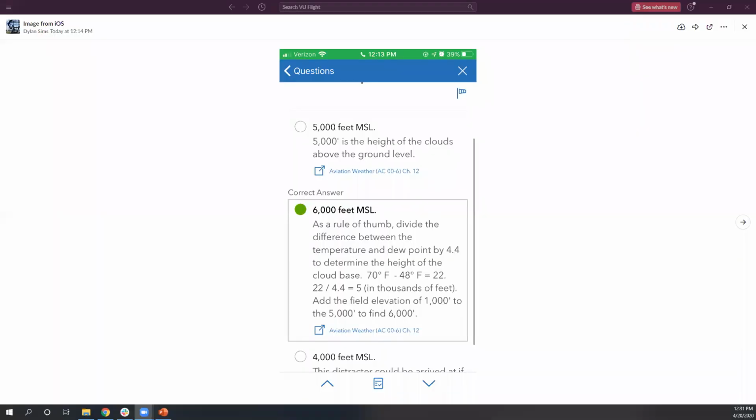You see that's adding the field. It's saying to add the field elevation. So that's probably what I messed up on, because I don't know if I just skimmed through it too fast, but I definitely didn't see the field elevation part of the question. Yeah, that's what I did the first time too.